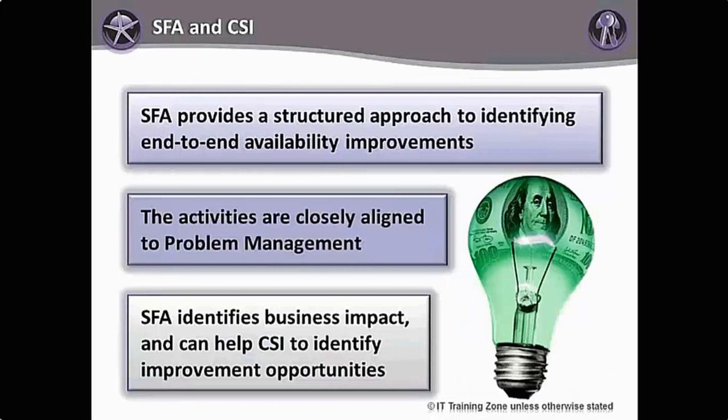The next availability management technique that supports continual service improvement by identifying improvement opportunities is service failure analysis. This technique provides a structured approach to identifying end-to-end availability improvement opportunities that deliver benefits to the user. The activities are closely aligned with those of problem management and may be performed jointly by problem and availability management. Service failure analysis identifies the business impact of an outage of a service, system, or process. Again, the information allows continual service improvement to make recommendations about how to address improvement opportunities.